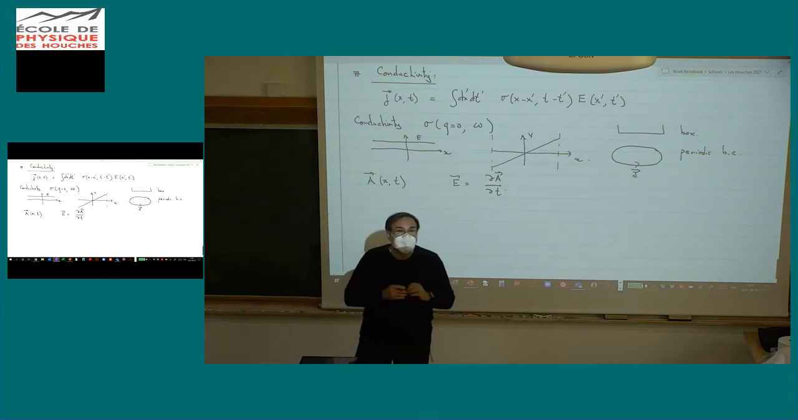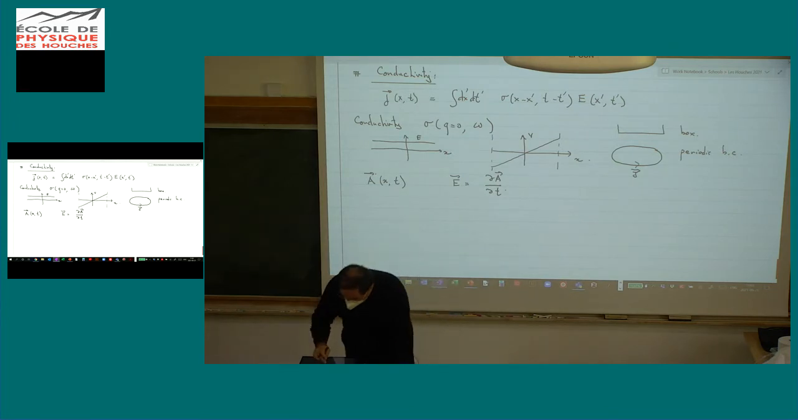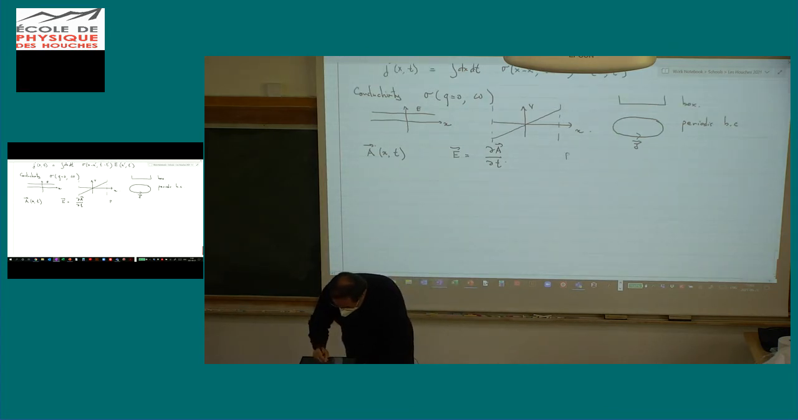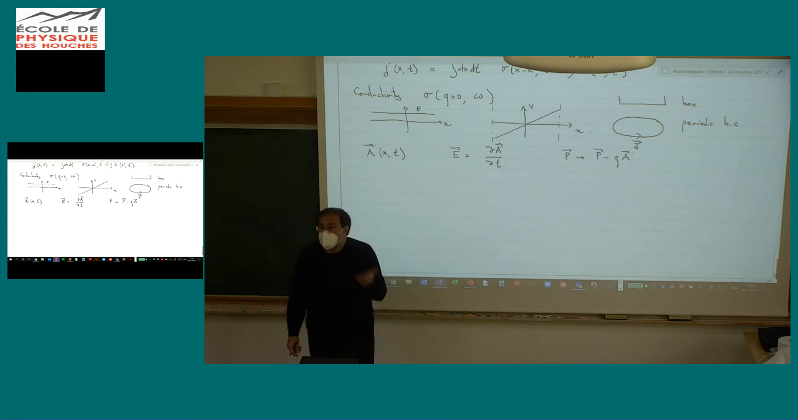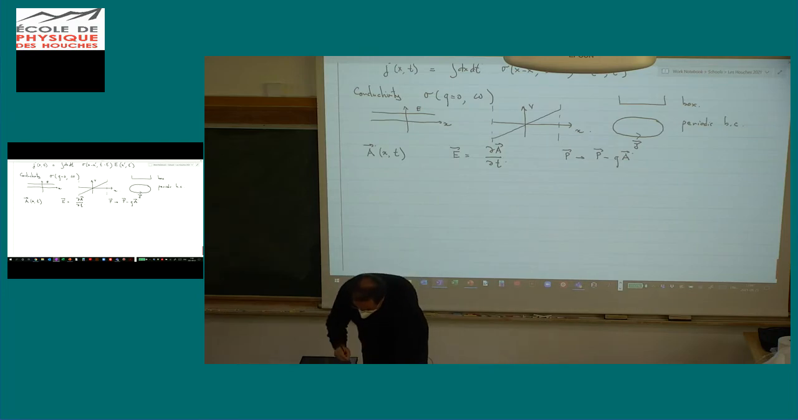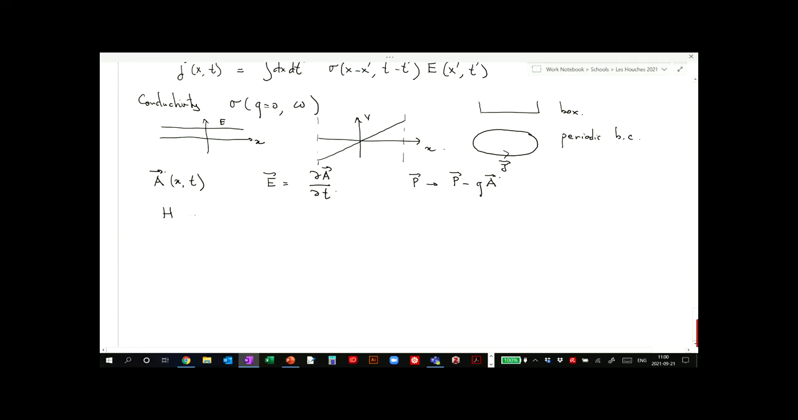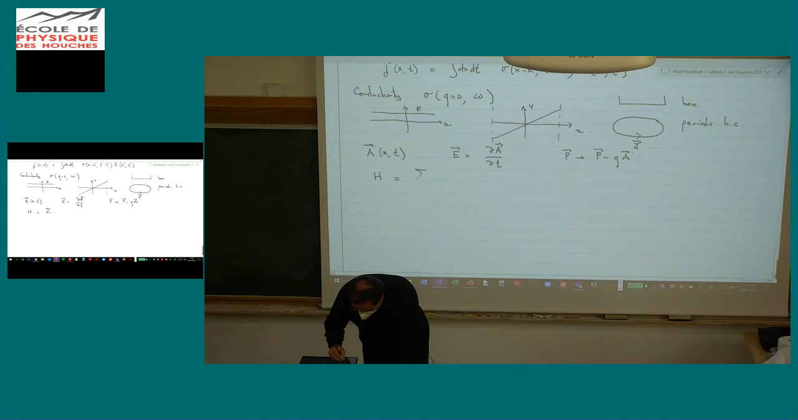So you change normally P into P minus Q times A, and that's the minimal substitution. So that's the way your Hamiltonian will be modified. Let me write it in second quantization, for example, just to have some fun with second quantization.